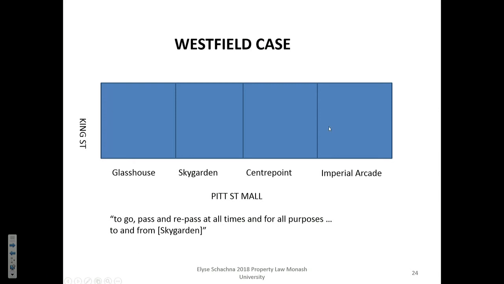And in a unanimous judgment, the High Court dismissed Westfield's appeal. So it got up to the High Court, and the High Court said that this right of carriageway easement, the right that allowed those people that wanted to go to Sky Garden, the right to go, pass and repass at all times and for all purposes to and from Sky Garden, so from Glass House into Sky Garden, on these facts allowed those users of Sky Garden to park in Sky Garden through entry through Glass House, but not any further. It did not extend to allowing persons wanting to gain access to the adjacent land, that land being Centre Point and Imperial Arcade.